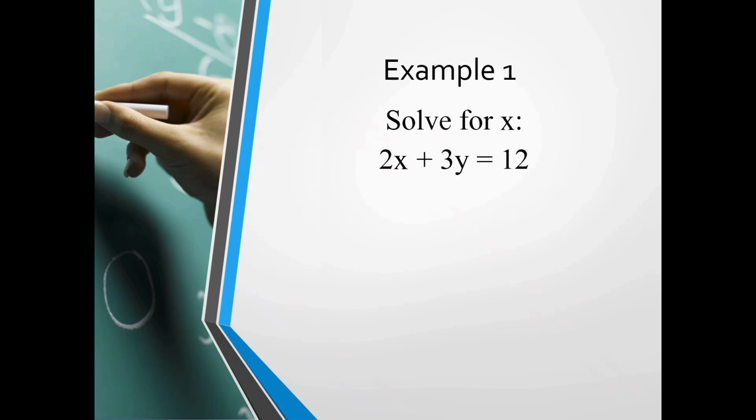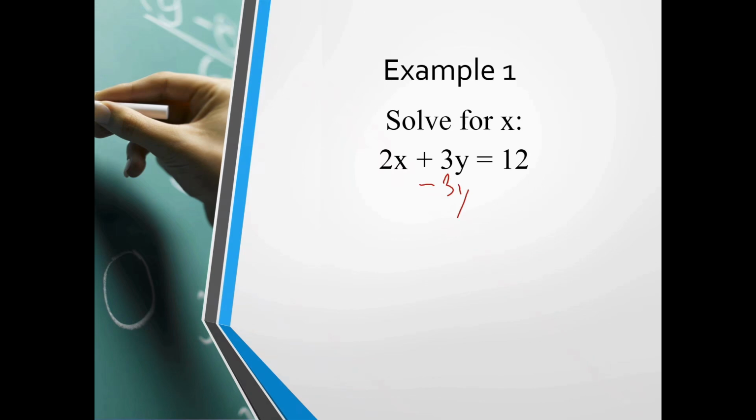So let's go ahead and get started with example 1. We're going to go ahead and solve for x for the equation 2x plus 3y equals 12. Now remember, the variable we want to isolate is x. So we're going to get rid of everything that is on the same side of x. We're going to subtract 3y because we have a positive 3y.